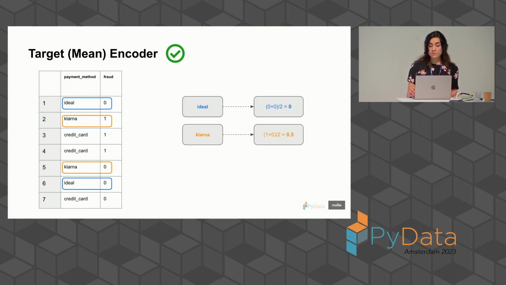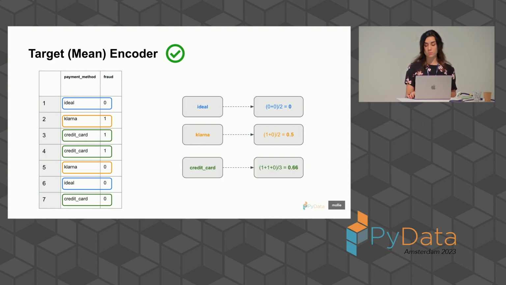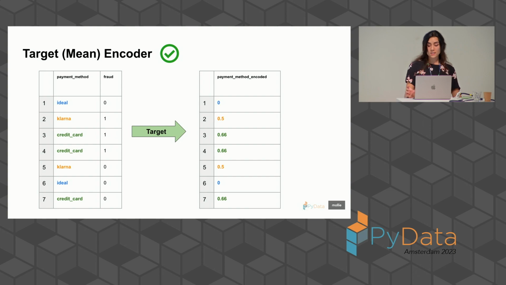Then we have Klarna, which has a 1 and a 0. Their average is 0.5, so that will be our encoding. Similarly, for credit card, we end up with 0.66. And that's how we turn our data into something meaningful that basically tells how often in the past this payment method has been associated with fraud. Then when you have an incoming payment in production, the model knows that maybe credit card is actually the most susceptible to fraud. We should be more careful with creating a prediction.